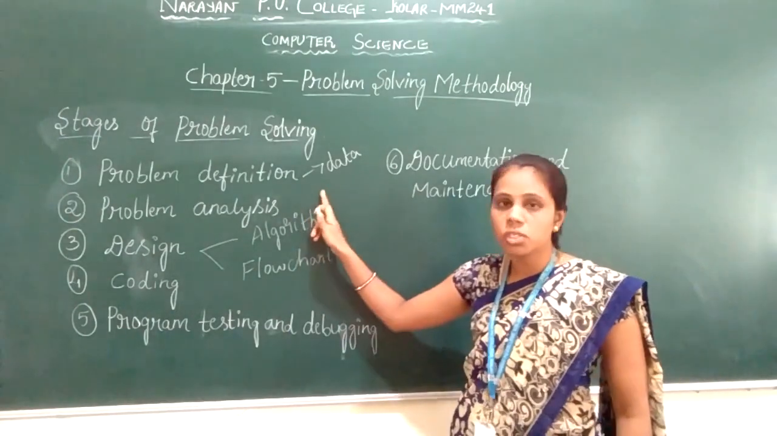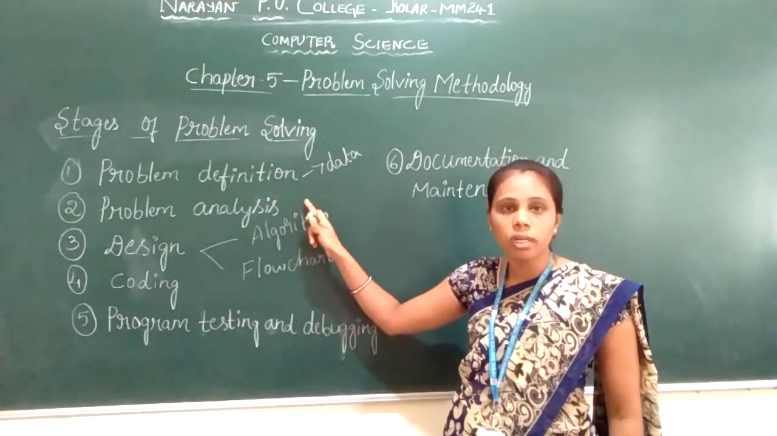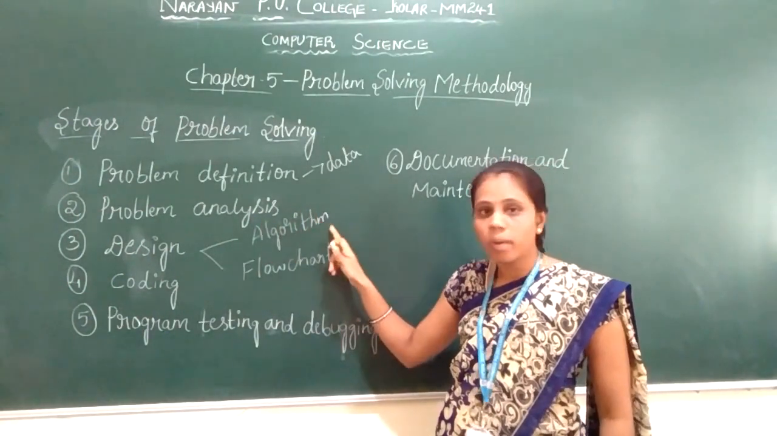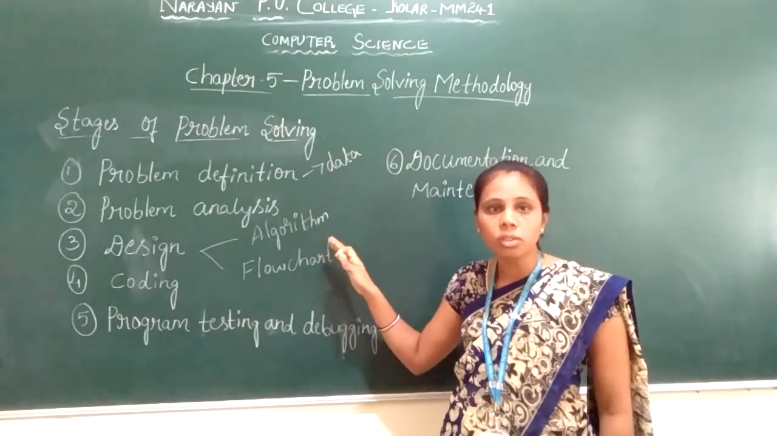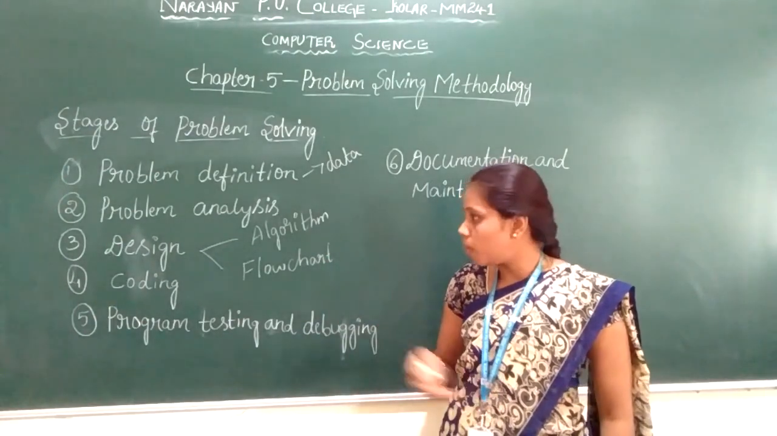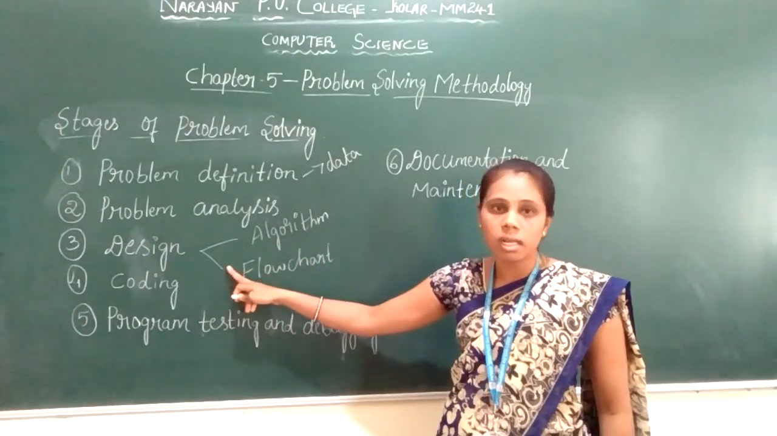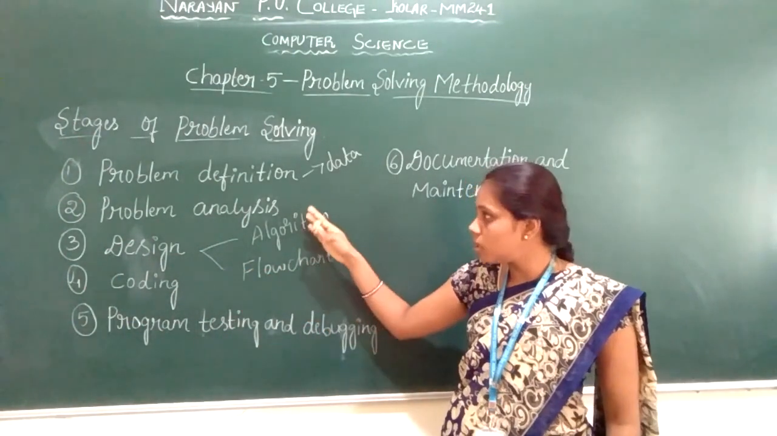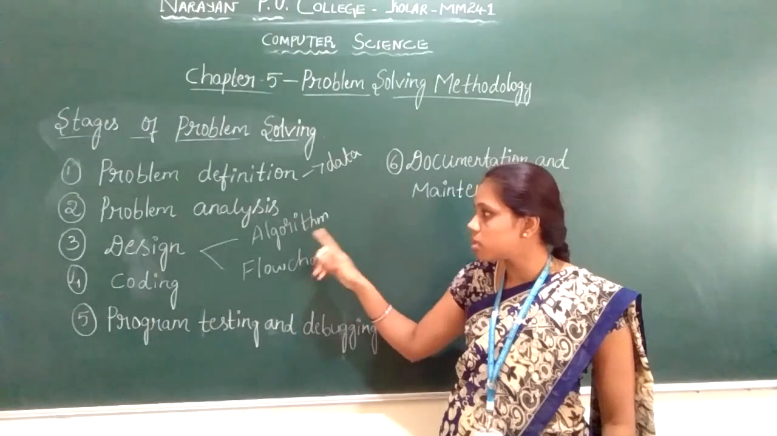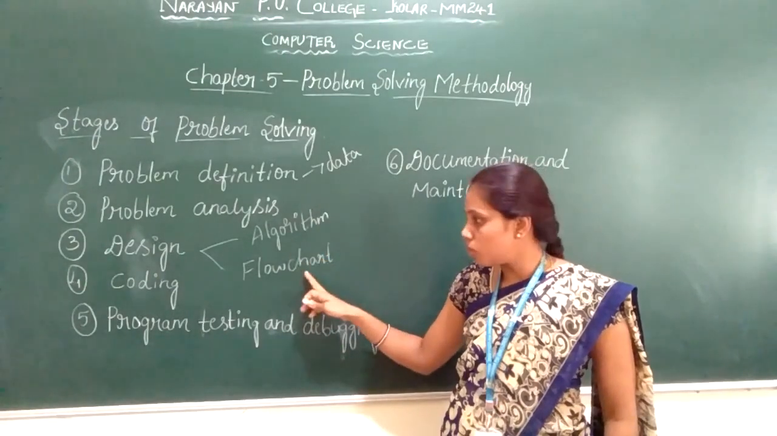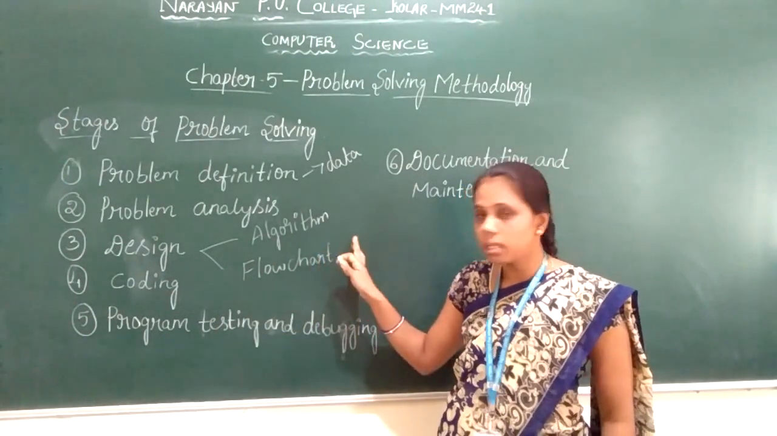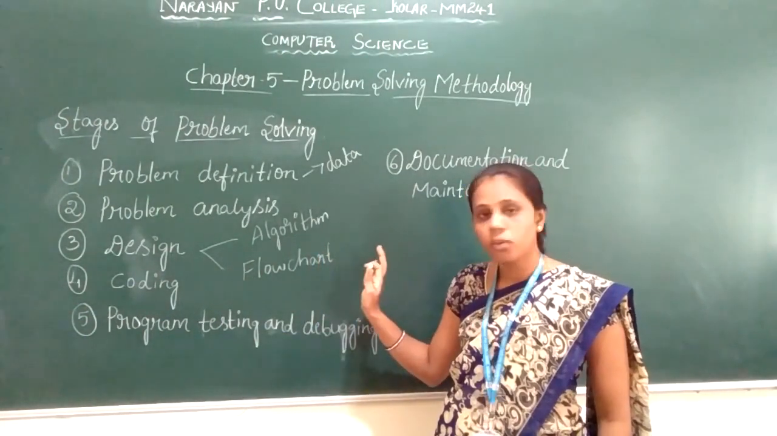See, in problem definition we are going to collect the data required for the problem, and in problem analysis we are going to analyze how the problem can be solved, using which technique we can solve the given problem. And in the third stage, designing. Designing means after the problem analysis we are going to design the solution using two different methods, that is algorithm and flowchart. Next is coding. We are going to write a code after designing the algorithm and flowchart.